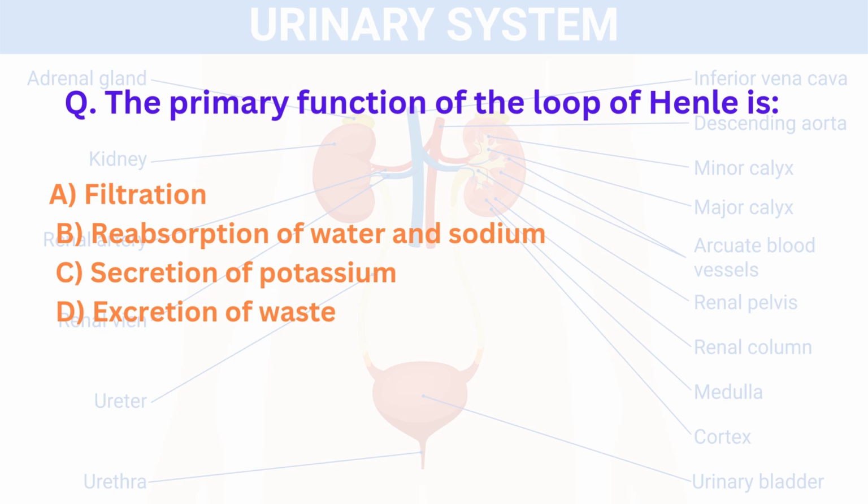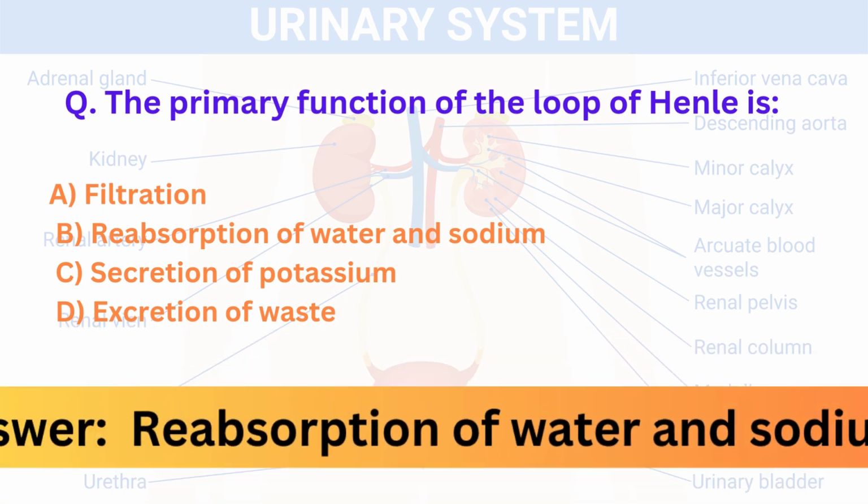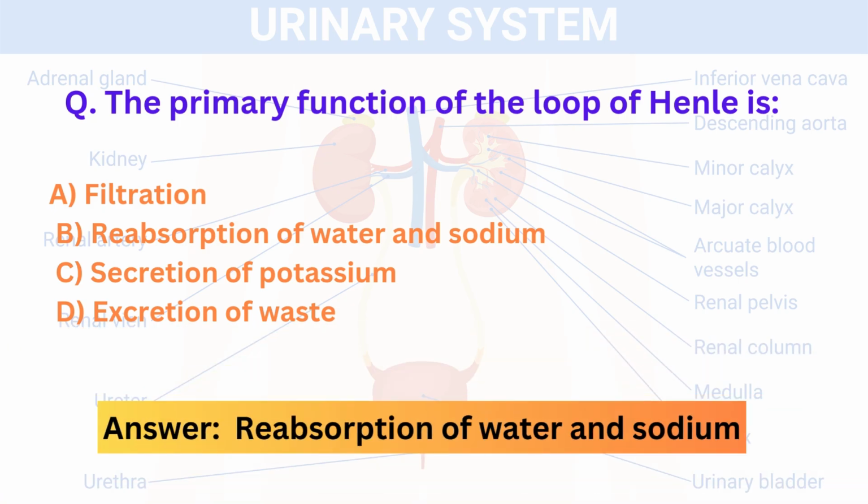Potassium secretion primarily occurs in the distal convoluted tubule and collecting ducts. Then excretion of waste. Waste excretion is the overall function of the kidneys, but the loop of Henle specifically focuses on reabsorption and concentration of urine. Excretion of waste is carried out by kidneys. Hence, the correct answer is reabsorption of water and sodium.